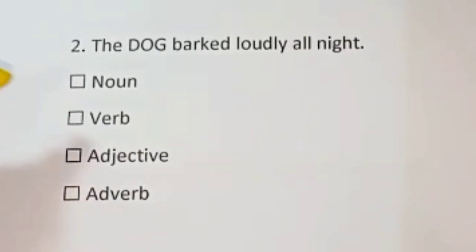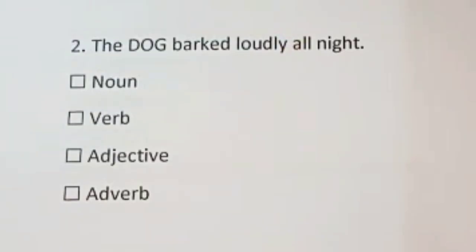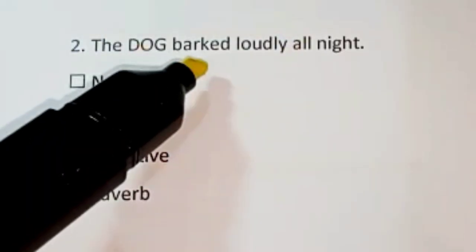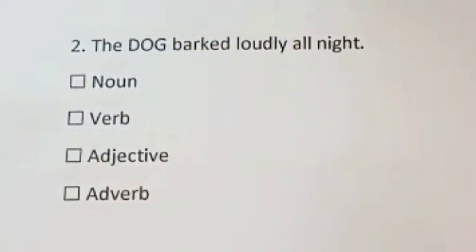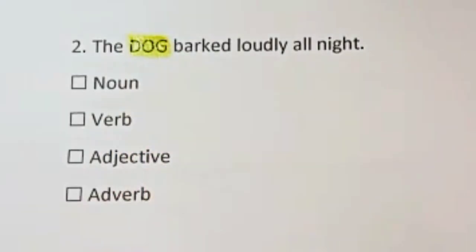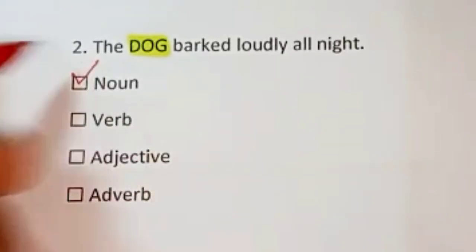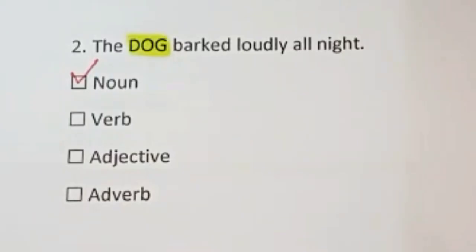Number 2, the dog barked loudly all night. The target word here is dog. The dog barked loudly all night. So, what is the word dog? Is it a noun, verb, adjective, or adverb? Decide quickly. So, the right option is a noun. Excellent job.